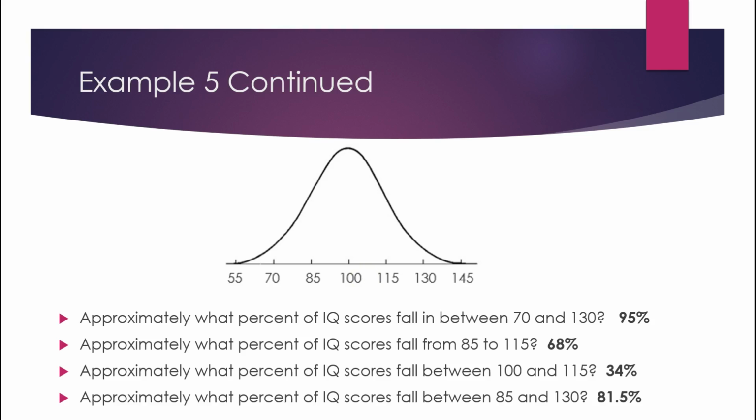And then lastly, approximately what percent of IQ scores fall between 85 and 130? So this is 1 standard deviation below and 2 standard deviations above. So we know for sure it's going to be more than 68%. And then using one of the empirical rule pictures or by hand, you can calculate that this piece is going to be 13.5%. So 68 plus 13.5, 81.5% in between those values.